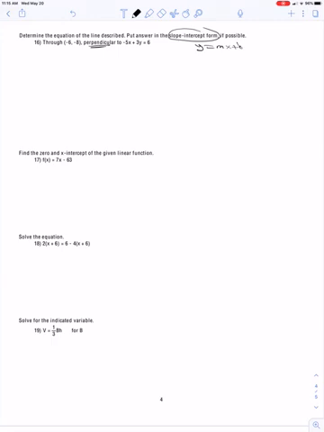So in the end, we want an equation of y equal mx plus b form. Now, our first step is to find the slope. So we have a point, right? We're going to have to find the slope of the new line.